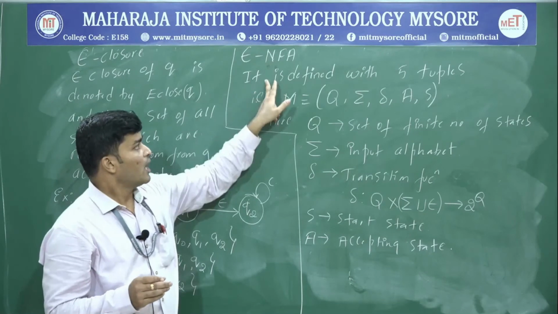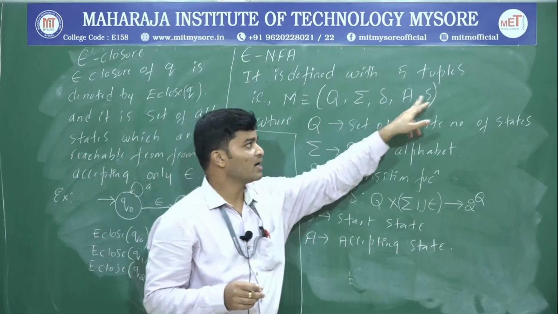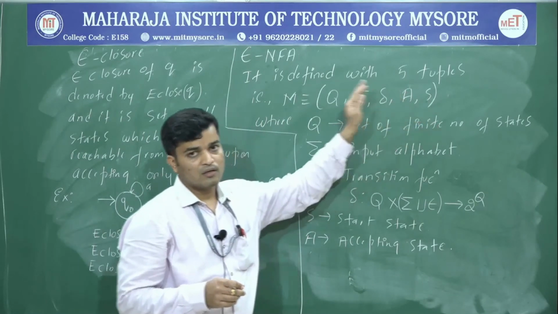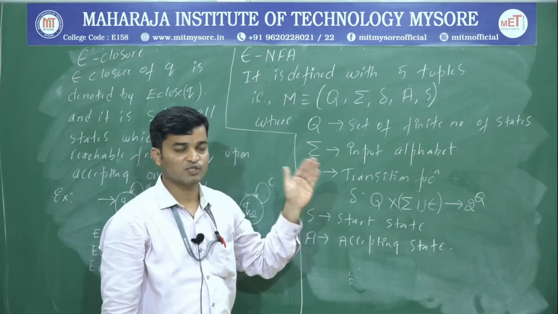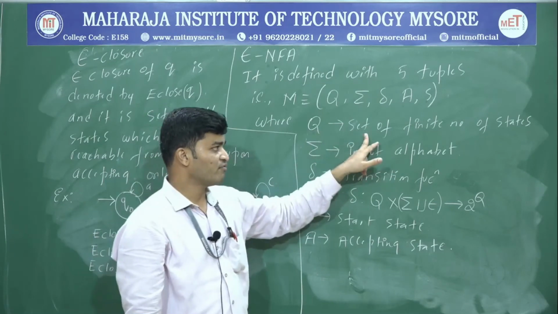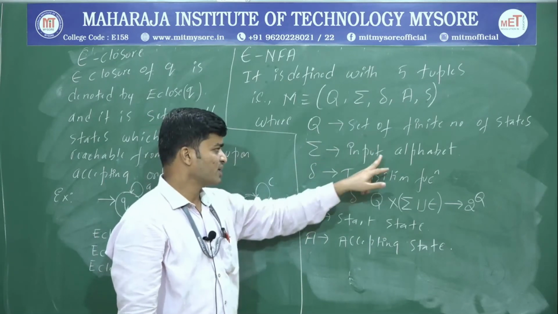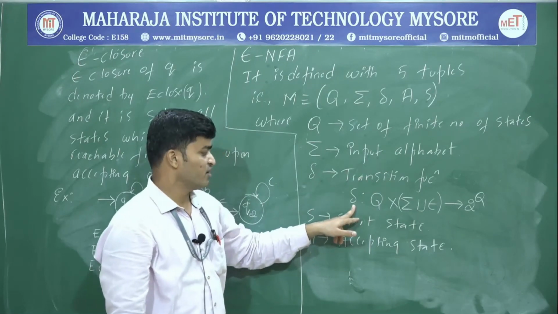Epsilon NFA is again defined with 5 tuples: Q, sigma, delta, A and S. With respect to DFA, NFA and epsilon NFA, you will find the only difference is with respect to the transition function. Q remains the same, a set of a finite number of states, sigma is the input alphabet, delta is the transition function.